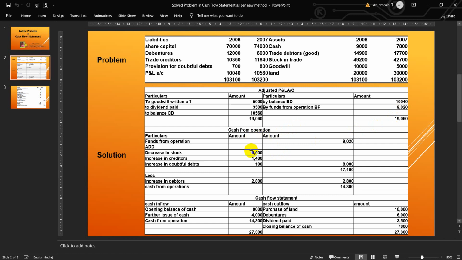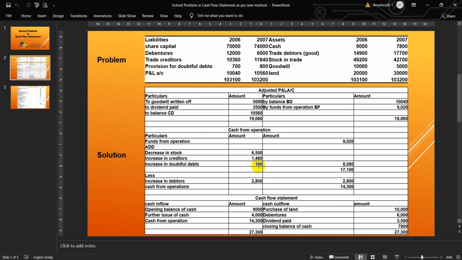Next, we pass on to cash from operation. With that 9,020, you add decrease in stock. Stock value is 49,200. It has come down to 42,700, so you have 6,500. Then increase in creditors. Value is 10,360 and it has increased to 11,840, so the difference of 1,480 we add.